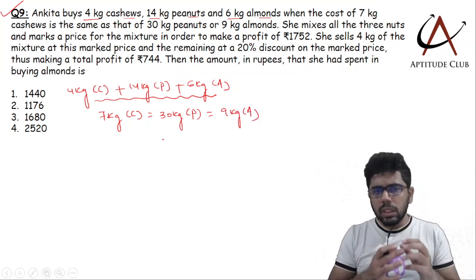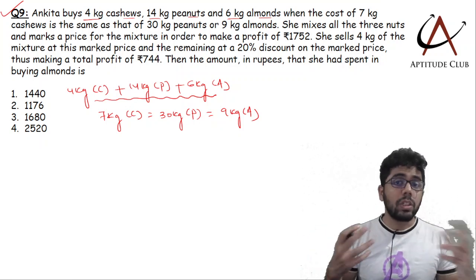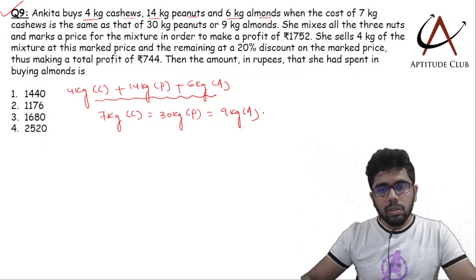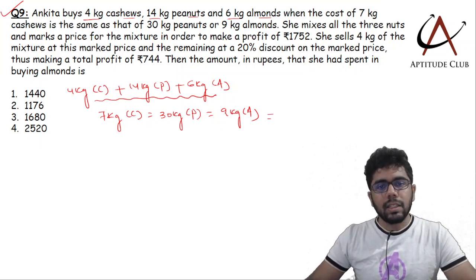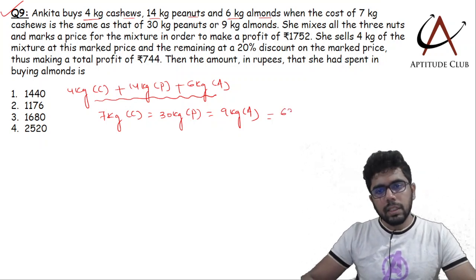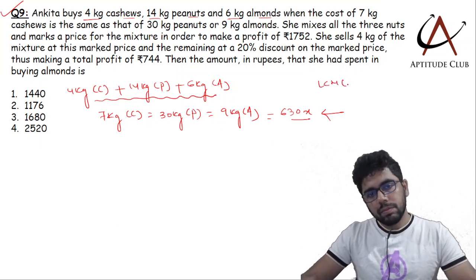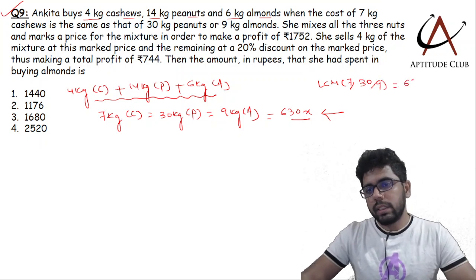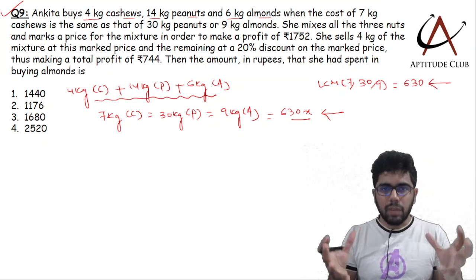What I'll do is, इनको equate करने के लिए, because ये तीनों का cost price same है but their quantities are not same, तो इनको equate करने के लिए I'll take a number 7, 30 and 9. 7, 30 and 9 को लेके maybe I'll take it as 630x. Why did I take 630? Basically LCM of 7, 30 and 9. So I get 630. You can take any number. तुम x लेके भी solve कर सकते हो, but unnecessary fraction आएगा.